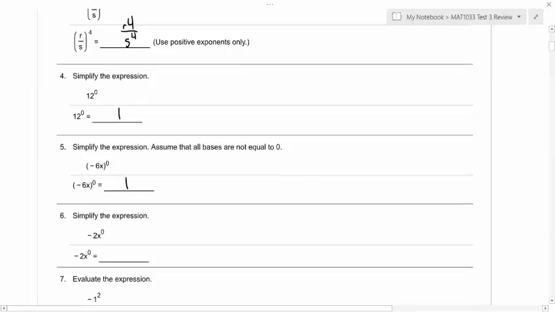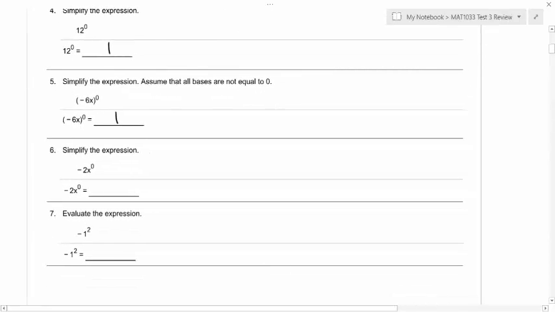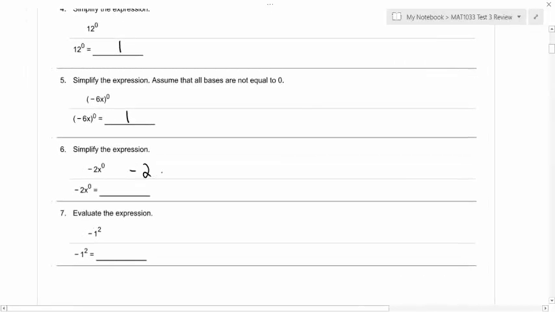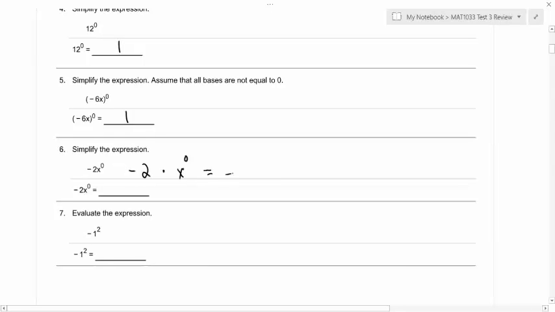Negative 2. The answer is negative 2. Very good, because you could think of it, because the negative 2 is not in parentheses with the x, that this is really like saying negative 2 times x to the 0 power. And by the order of operations, you deal with the exponent first, which becomes 1 times that negative 2. So you're absolutely right. The answer there is negative 2.